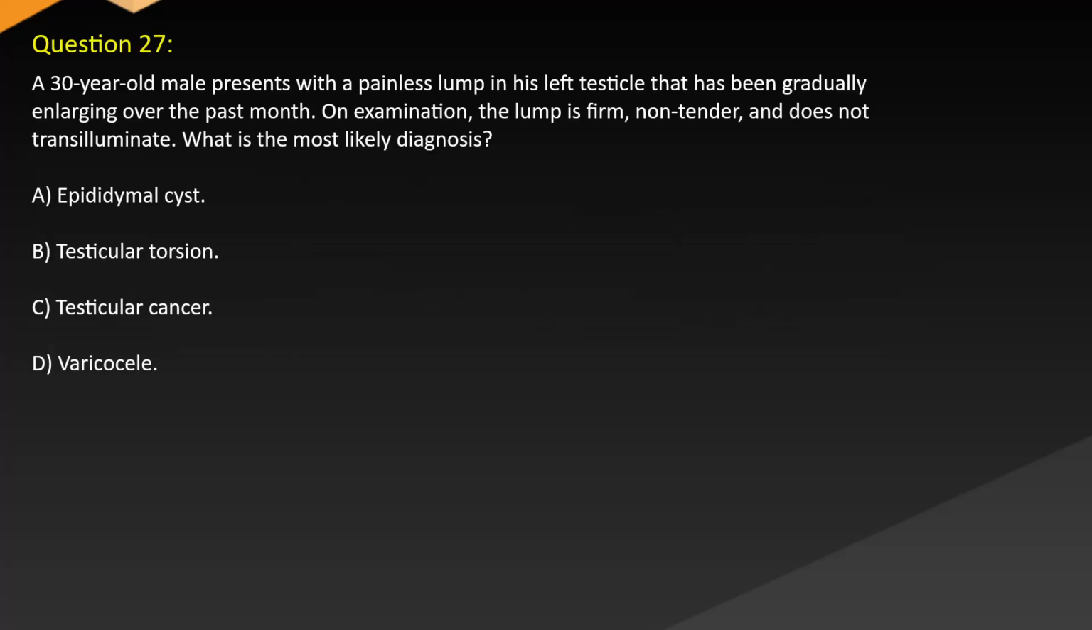Question 27. A 30-year-old male presents with a painless lump in his left testicle that has been gradually enlarging over the past month. On examination, the lump is firm, non-tender, and does not transilluminate. What is the most likely diagnosis? A. Epididymal cyst. B. Testicular torsion. C. Testicular cancer. D. Varicocele.